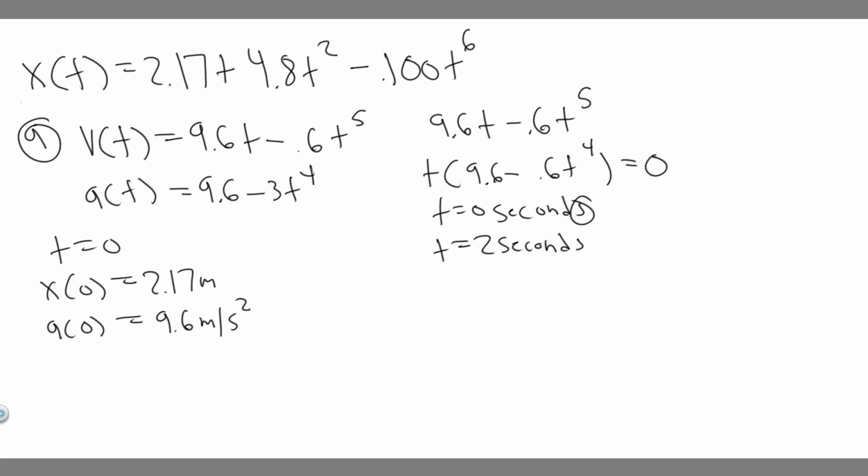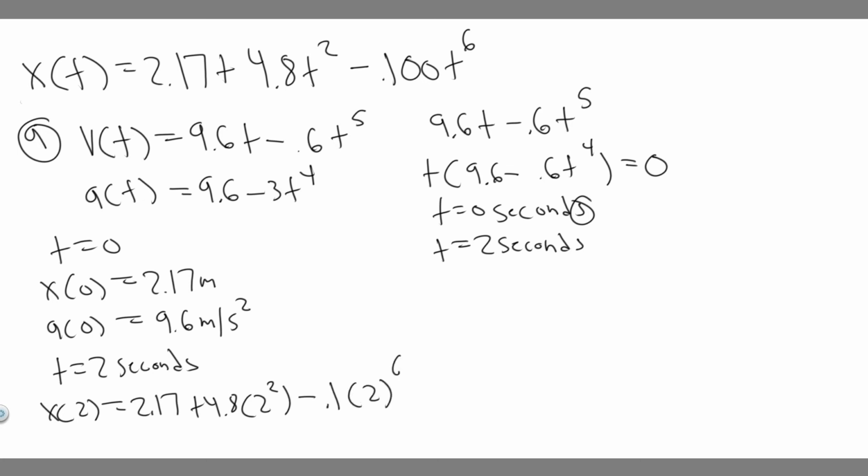Now let's do t equals 2 seconds because that's the other time. We'll do x of 2. So it's going to be equal to 2.17 plus 4.8 times 2 squared minus 0.1 times 2 to the 6th. And so when you go ahead and do this, you're going to find that it's equal to about 15 meters. It's going to be pretty close, so I'm just going to round. So 15 meters.